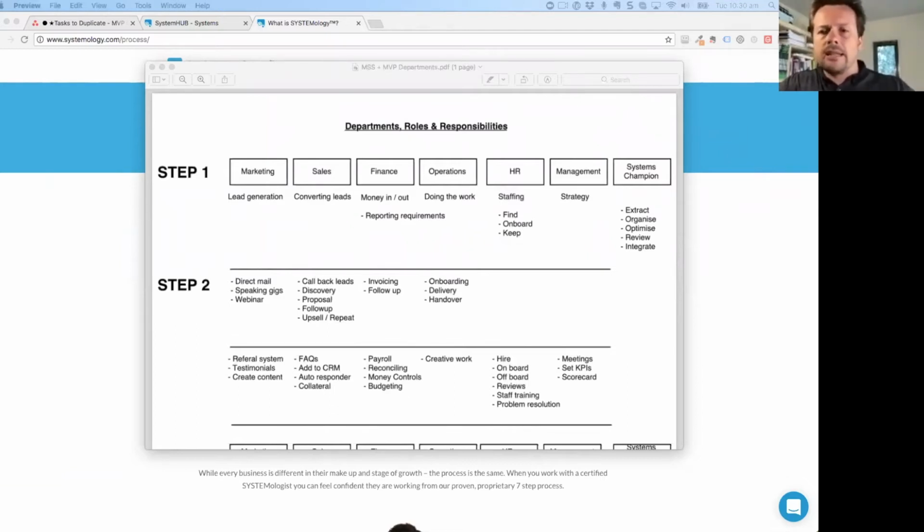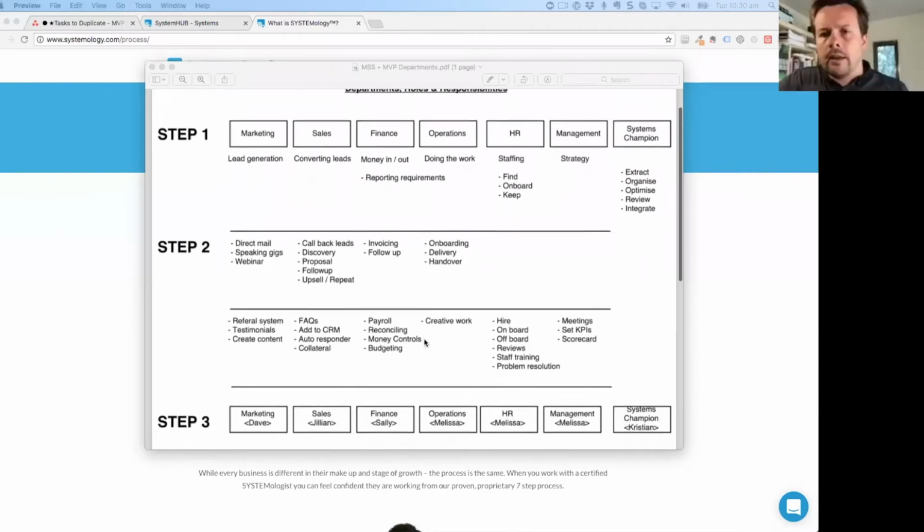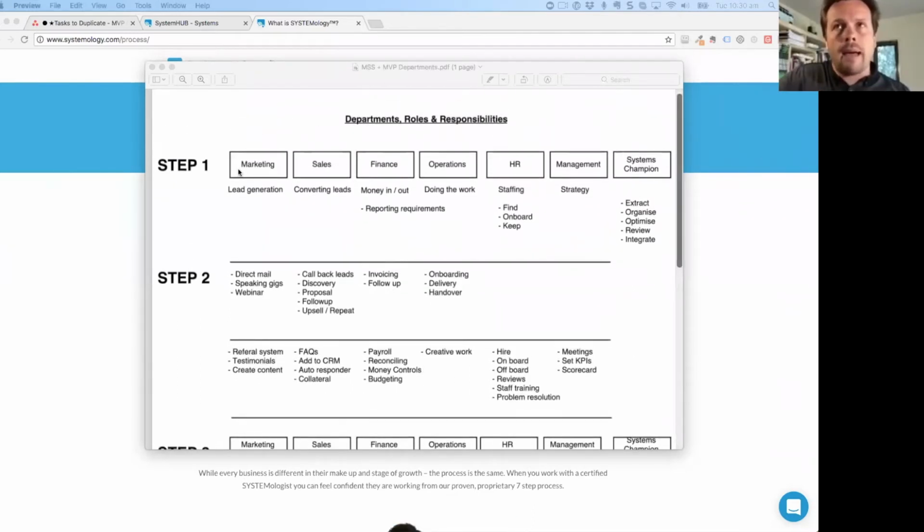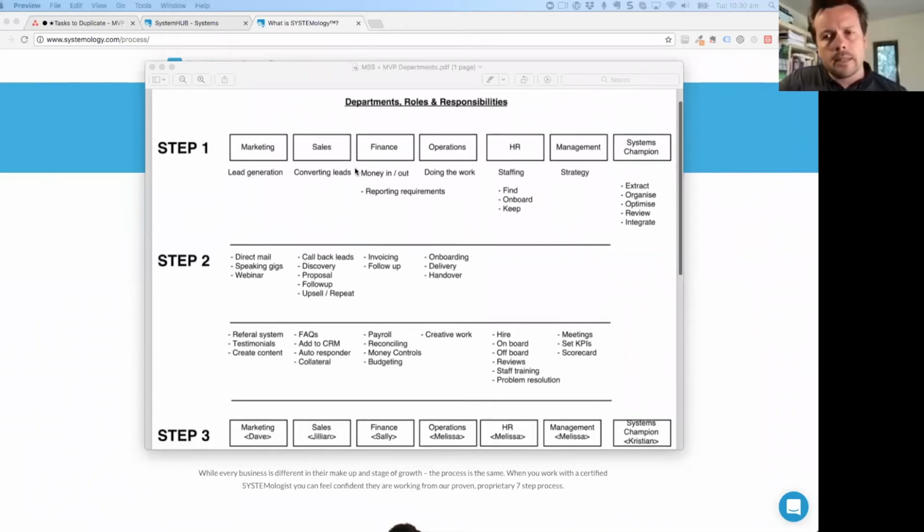So then it makes it easier to identify where someone needs to find a system if they're looking for it. All right, cool. That will also link into the project management tool. But step 1 is mapping out your departments.